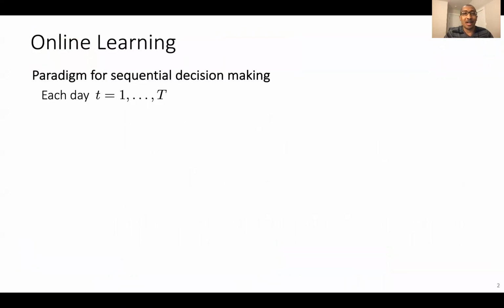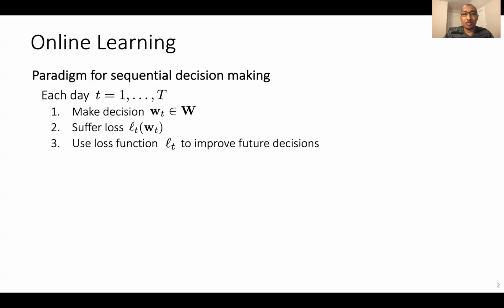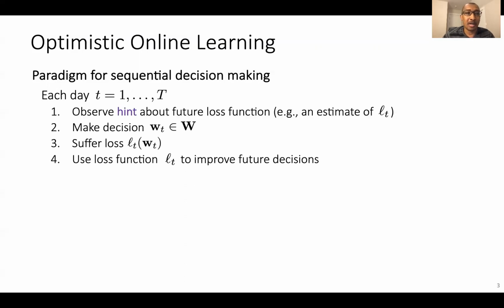So this is a talk about online learning, a popular paradigm for sequential decision-making. Each day, the online learner makes a decision, WT, suffers a loss for that decision, we'll call that LT, and then uses that loss function to improve future decision-making. Now, this is also a talk about optimistic online learning. And in this variant, before making a decision, the learner gets to observe a hint about the future loss function. And this is especially useful when the future is somewhat predictable. You can think of this as an estimate of the LT that has not yet been observed.